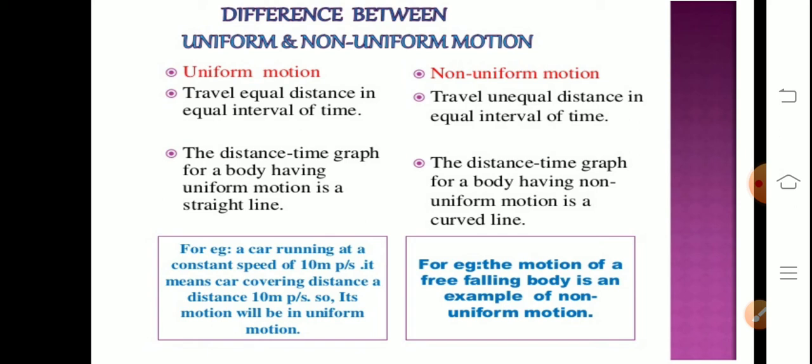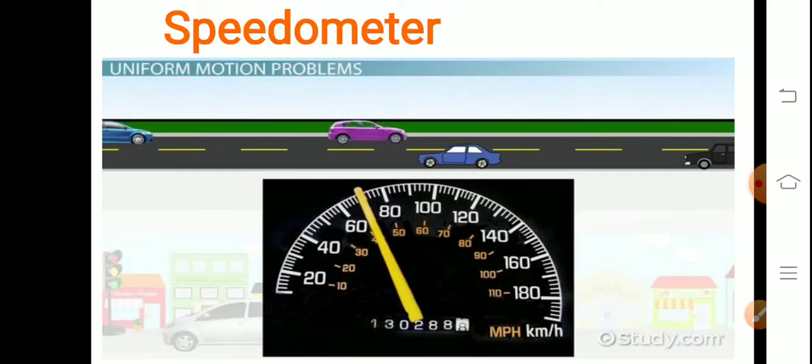The motion of a free falling body is an example of non-uniform motion. About this you will learn in the lesson on gravitation. Okay, this is all about the differences between uniform and non-uniform motion. And the last one is the speedometer.